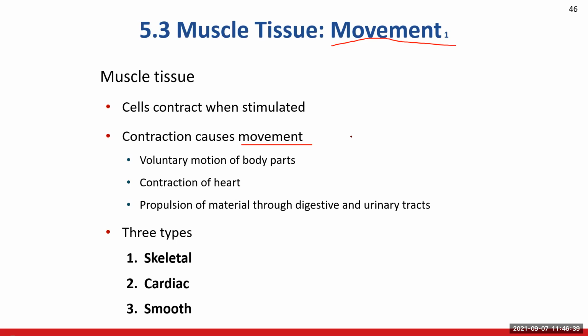Skeletal muscle is the only muscle type that is under voluntary control. Okay, so when you want to straighten your knee out, you do it. You think about it, you straighten your leg, and it's done. Okay, that is skeletal muscle.